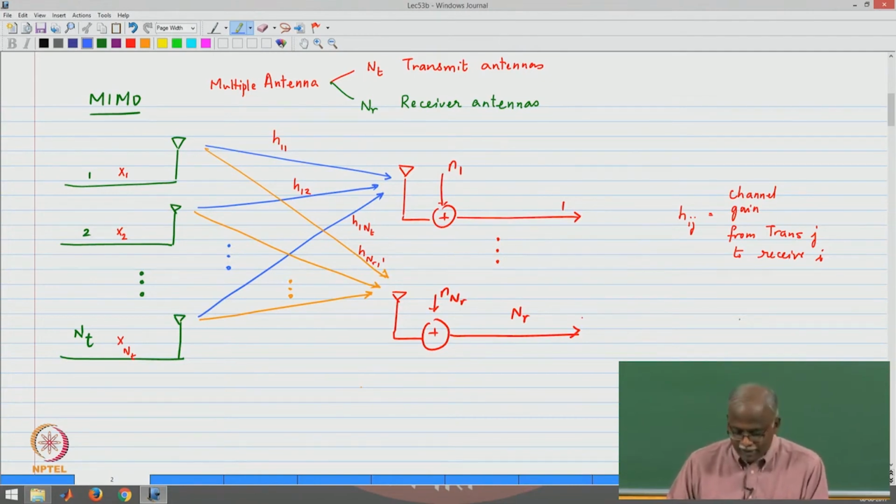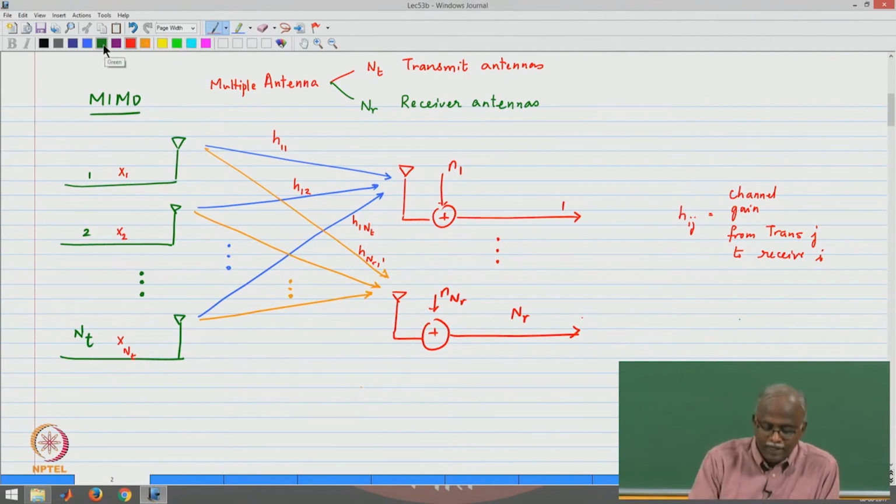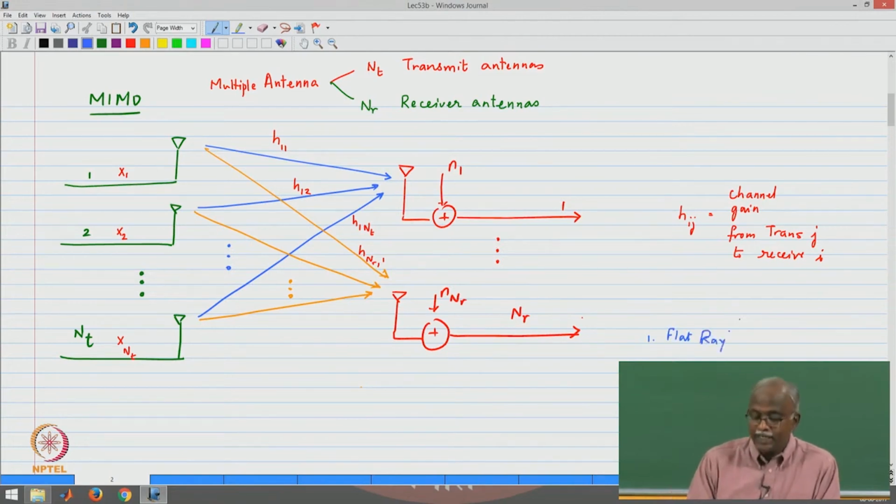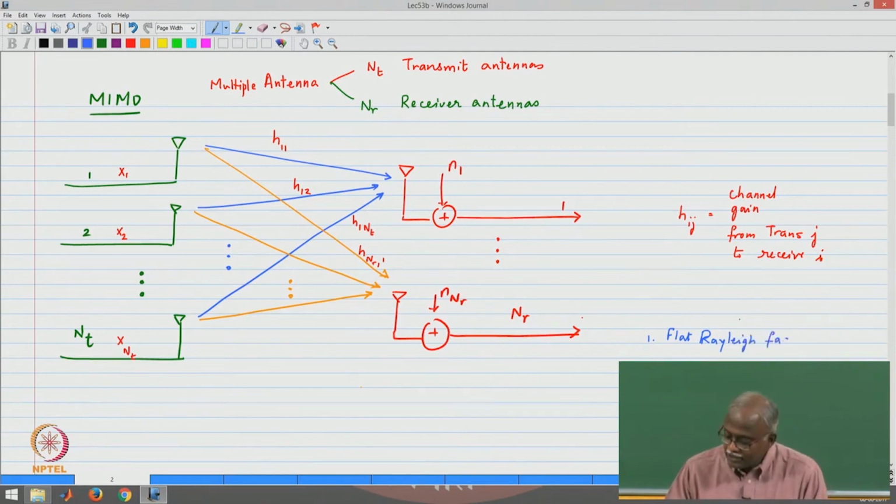So we have made certain assumptions about the channel. Just for refreshing our minds, I would like to write down the assumptions that we have made about the channel. The channel assumptions are, number one, that it is a flat Rayleigh fading channel. That means each of the channel transfer functions Hij, from the jth transmit antenna to the ith receive antenna, is a single Rayleigh distributed complex gain coefficient. So it's a flat Rayleigh fading channel.